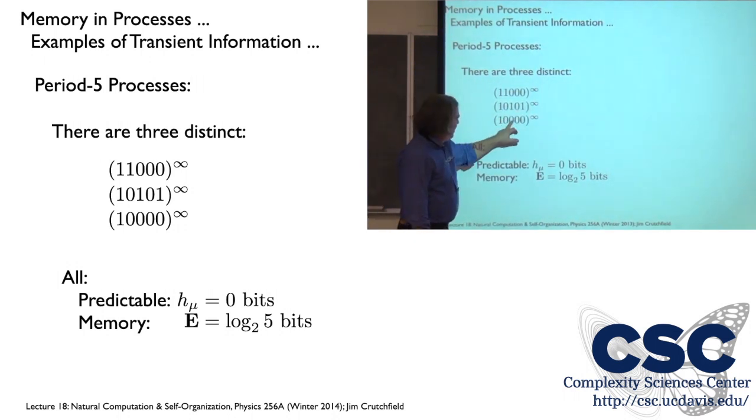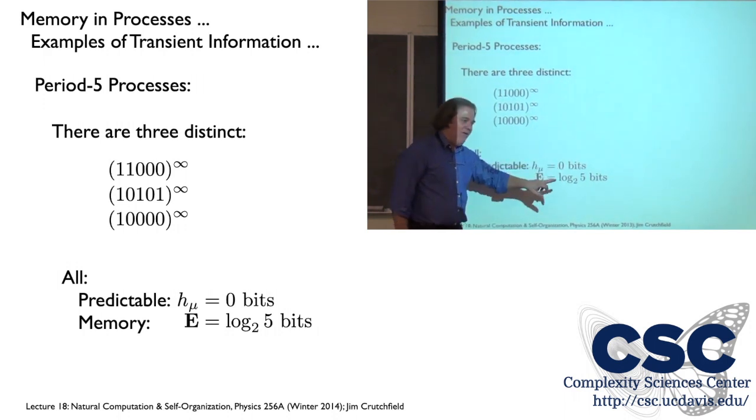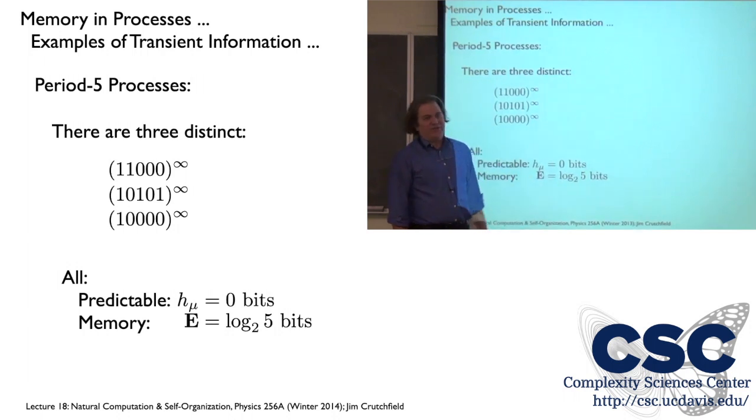But then we have these other distinct templates. First point is, again, these are periodic processes. They're all predictable, and they all have the same past-future mutual information, the same phase information in this case. So H mu and E are useless for distinguishing between them.